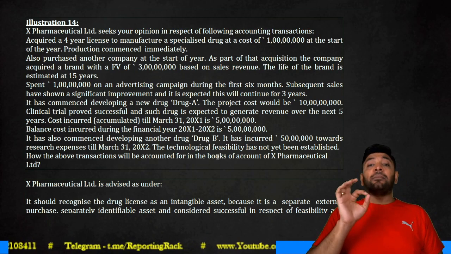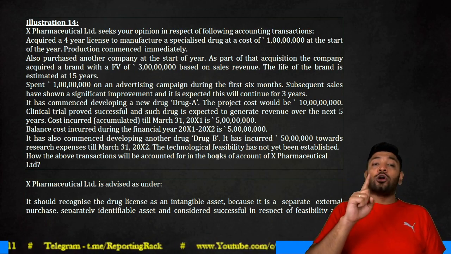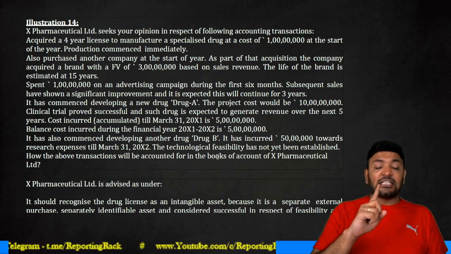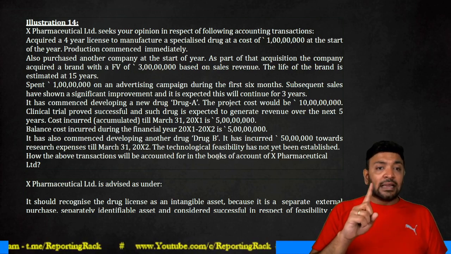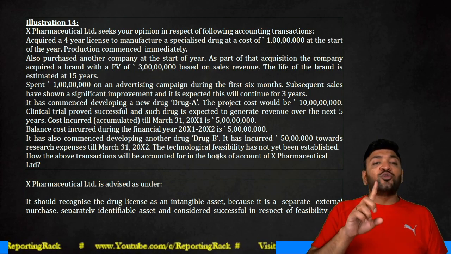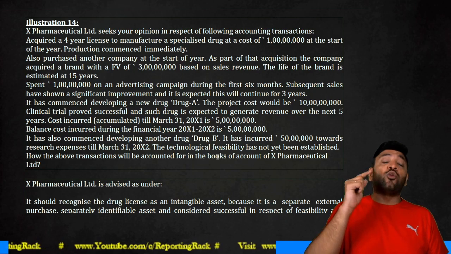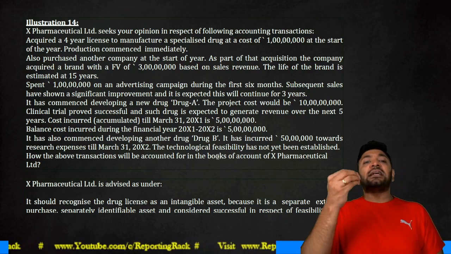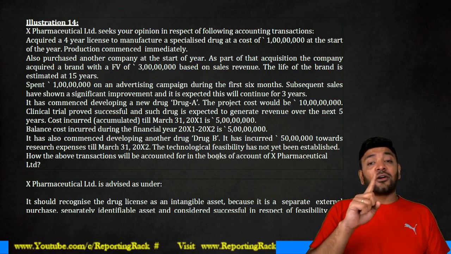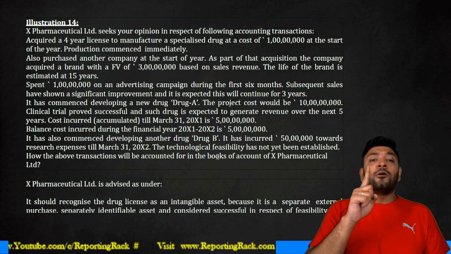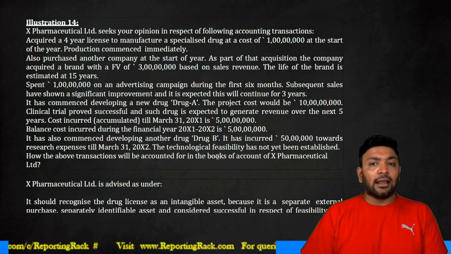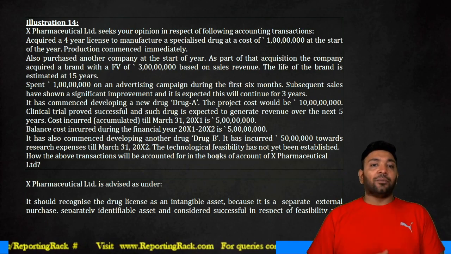Therefore, production being commenced immediately, this 1 crore should be capitalized as a license acquisition cost as a separate intangible asset acquired through a legal right. It should be amortized to P&L over the useful life and such useful life should not be more than 4 years. Let us say it is equal to 4 years in this case. Therefore, I should be charging a depreciation of 25 lakhs every year on this license cost acquired for a specialized drug. Clear?